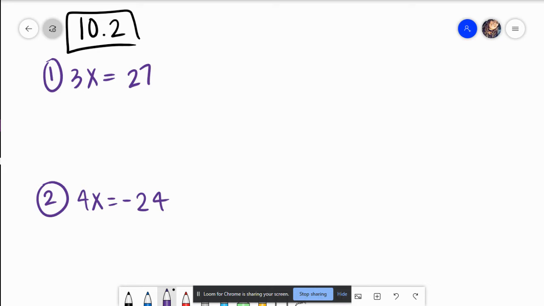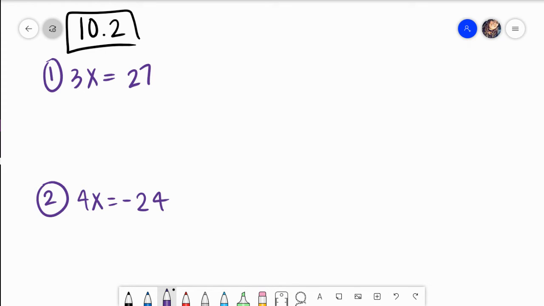Here they're going to introduce the fact that the inverse of multiplication is division. So if you see something multiplying with your variable and you actually want to solve for that variable, you need to do the opposite. You need to do the inverse. And the inverse of multiplication is division. So let's do a few of these problems right here.